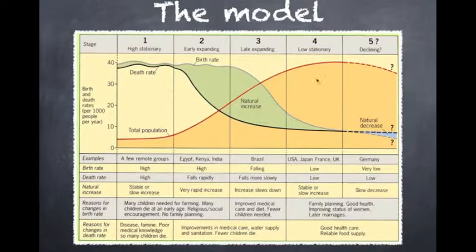And the United States today would be somewhere towards the end of 4. Examples of 5 would be Germany and some other countries in Europe like that, Italy, and I believe Sweden. So that is the demographic transition model. I hope this helped explain it and made it a little bit clearer for you.